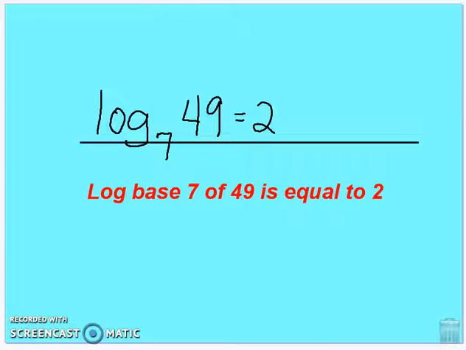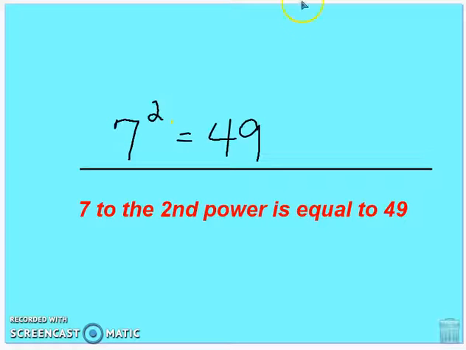All right, so moving on now. Now we're going to start using numerical values and express those in log form and exponential form. So log base 7 of 49 is equal to 2. And rewritten in exponential form, 7 to the power of 2 is equal to 49.